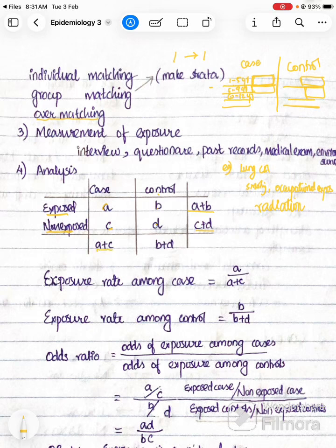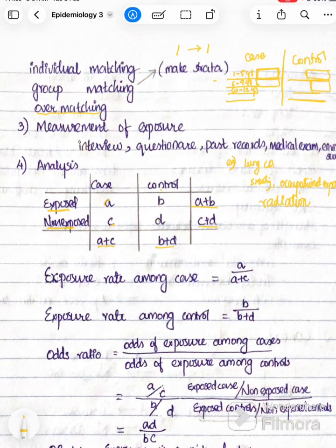Total cases are A plus C. Total controls are B plus D. Now, the first is the exposure rate among the cases. So we know cases are A plus C. So exposed is A. So A by A plus C.